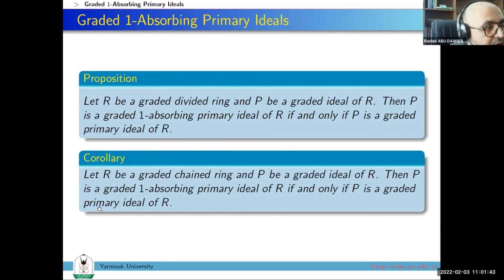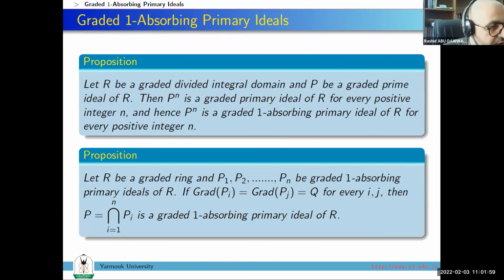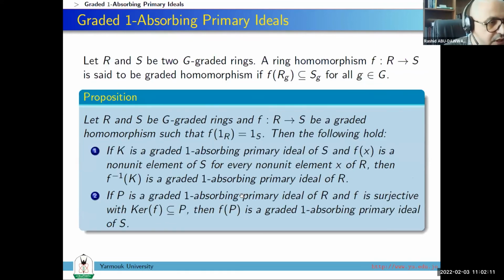We prove some characterizations, the following. P is a graded 1-absorbing primary ideal if and only if P is a graded primary ideal of R. So this is an important characterization. And finally, we prove that the intersection will be graded 1-absorbing primary under the condition that they have the same radical. They should have the same radical. And we have examples showing that this condition is necessary.